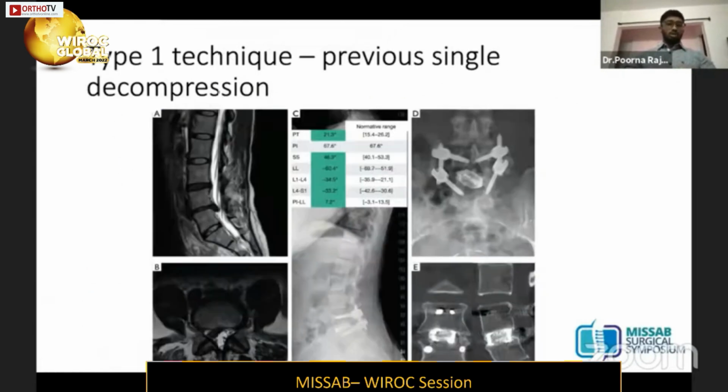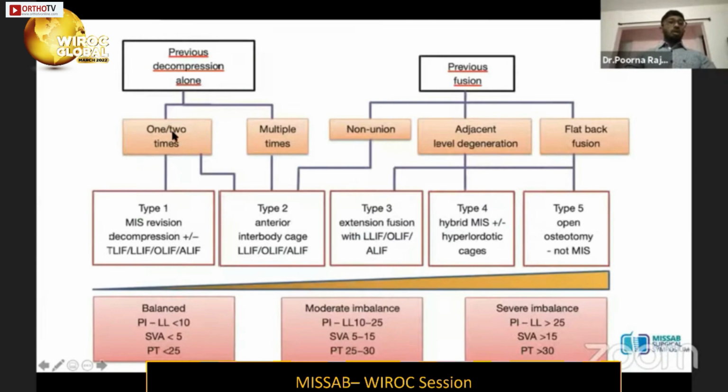If only one or two times of decompression have been attempted, they advise a type 1 technique. They formulated five techniques, the type 1 being a revision decompression, whichever technique is used. They advocate an MIS decompression using retractors, and MIS revision, whichever technique the surgeon is comfortable with. It ranges from T-LIF, L-LIF, or O-LIF, A-LIF.